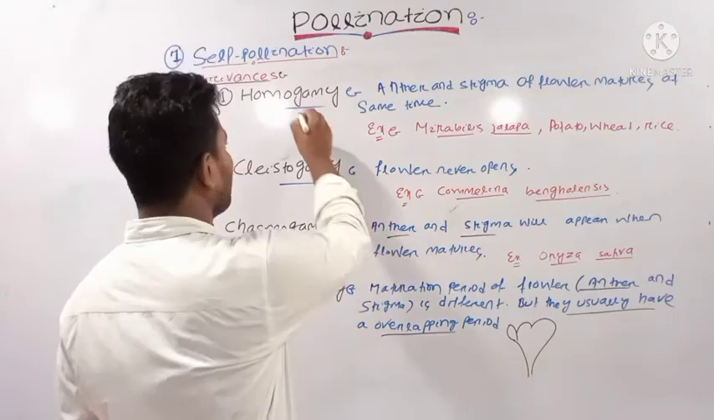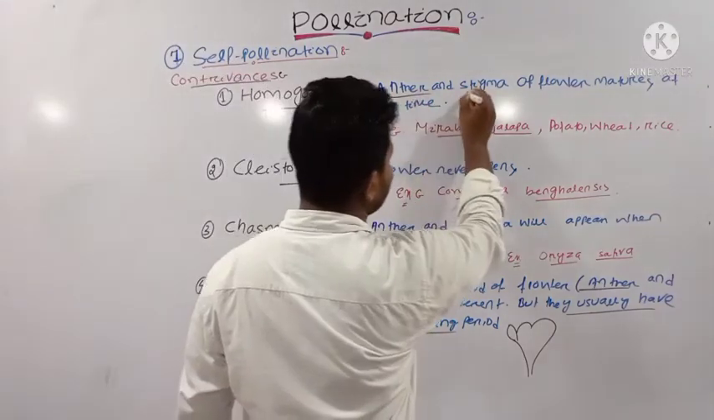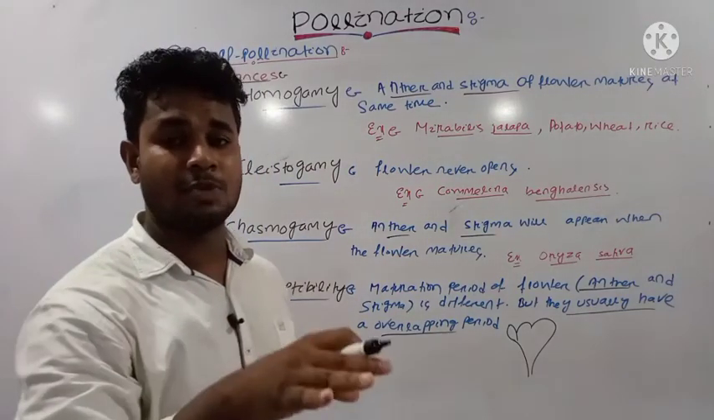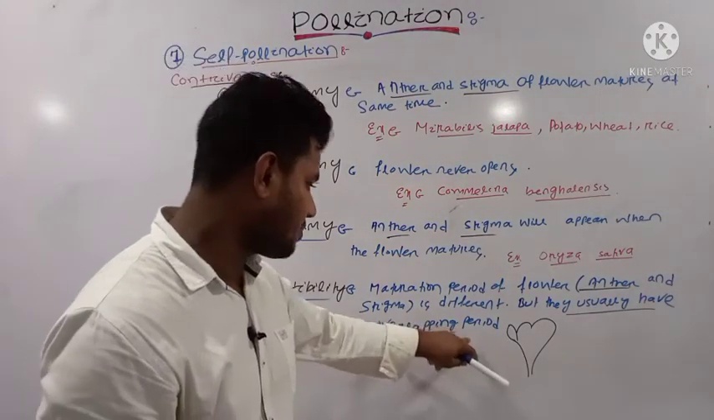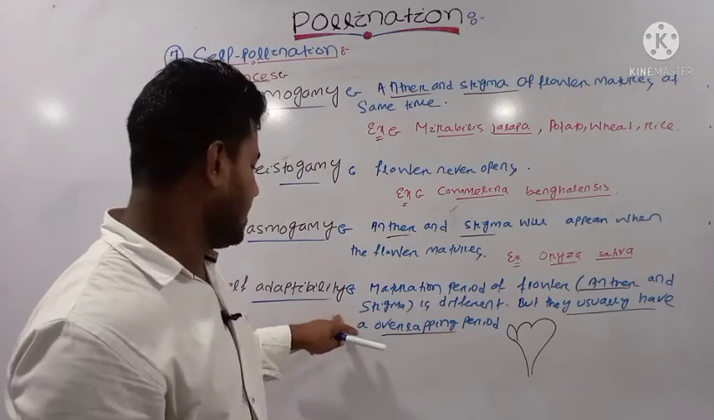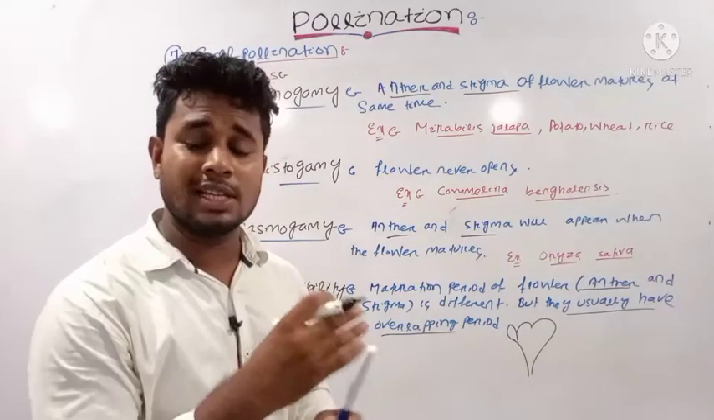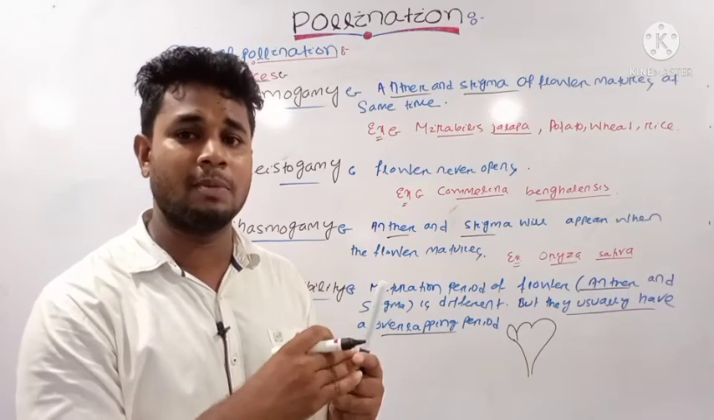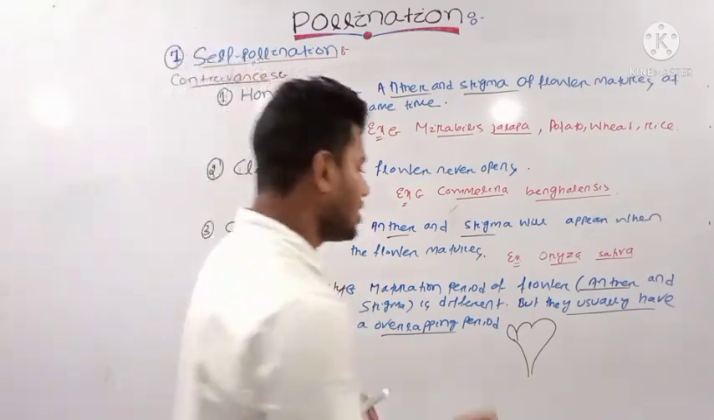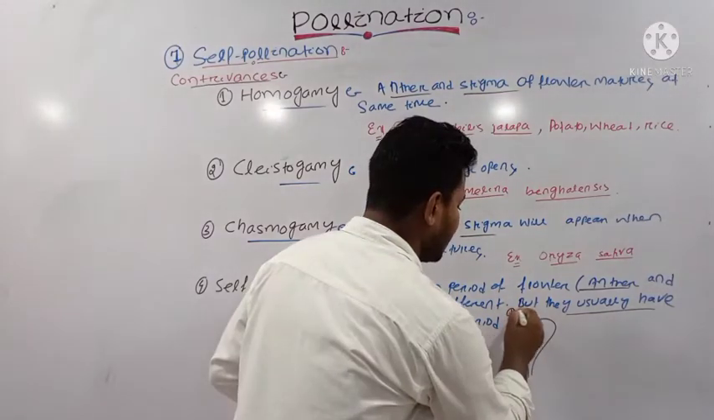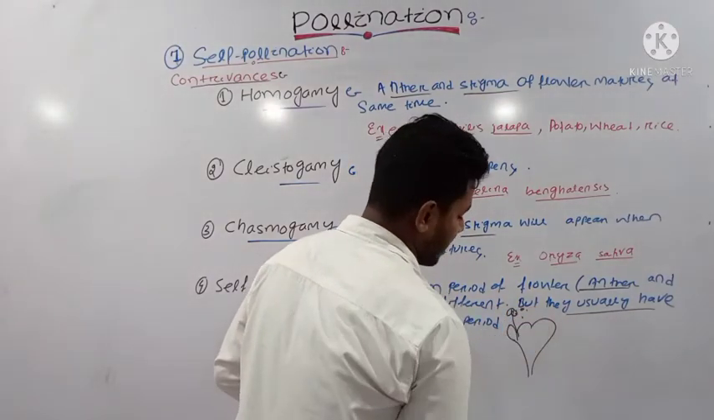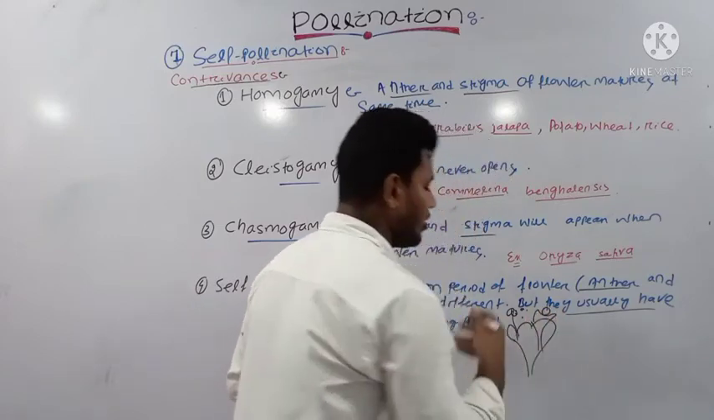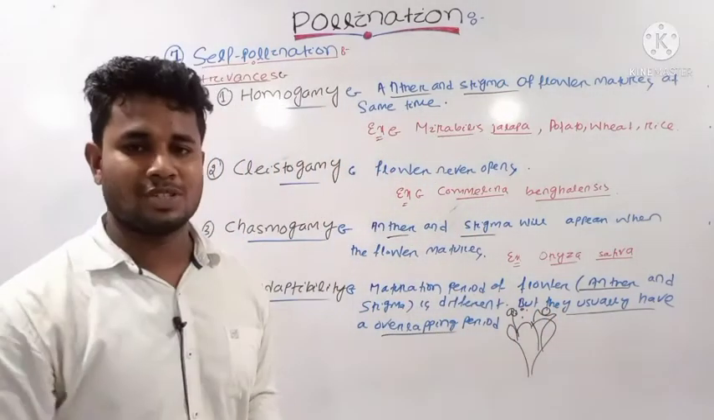But in case of homogamy, what you have seen is that the anther and stigma mature at the same time. Then there is a possibility of self pollination. But here in case of this self adaptability, the anther and the stigma have different maturation periods, but they have some overlapping period. In that overlapping period, the pollen grains which are released from the stamen or the anther surface will fall on the stigma and help in the reproduction process.